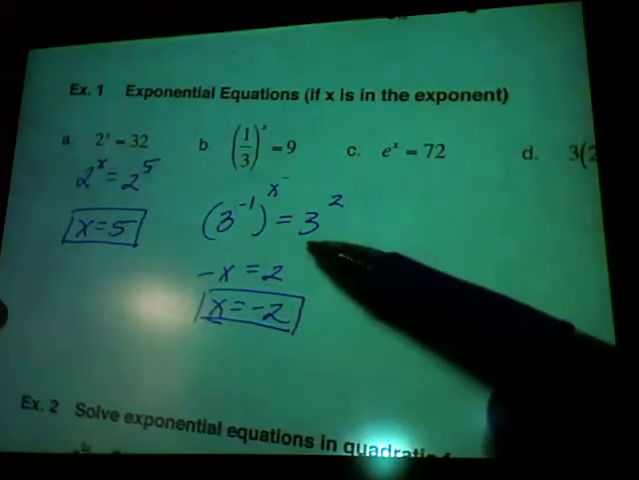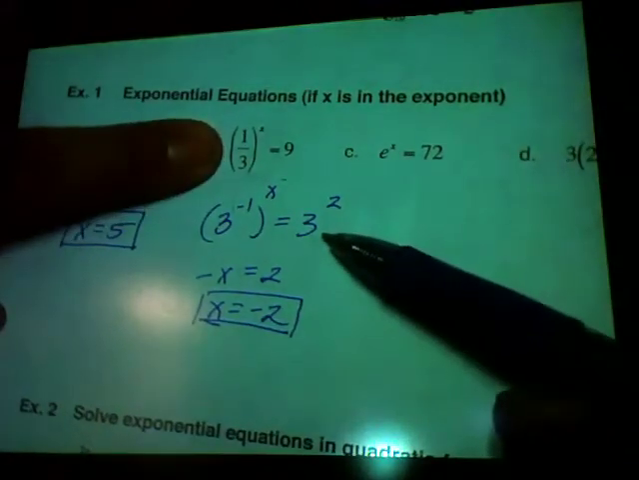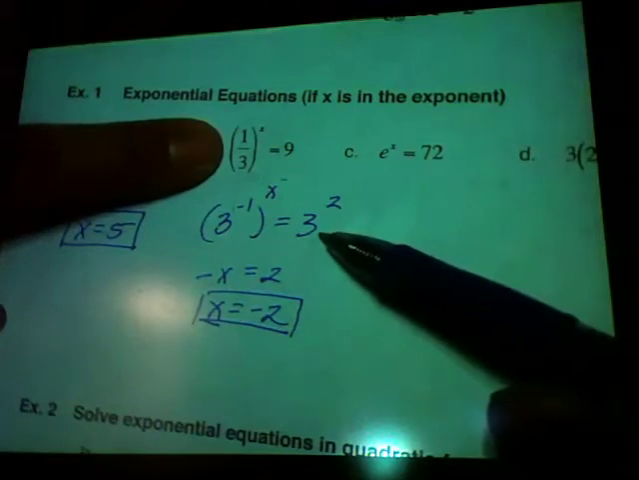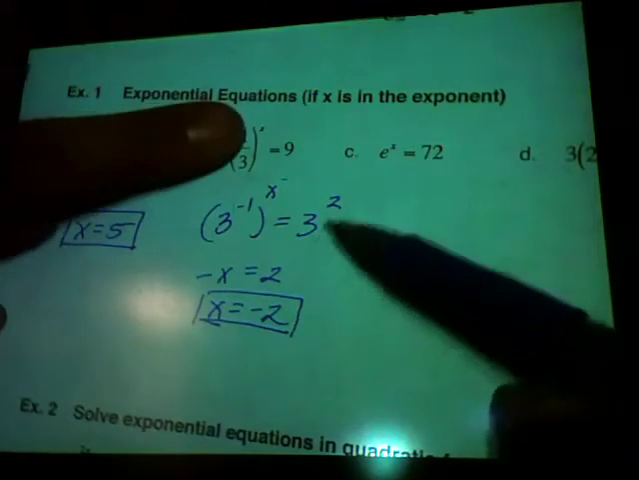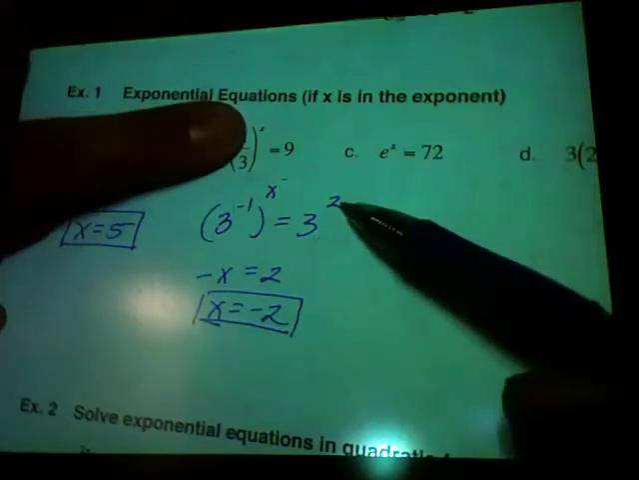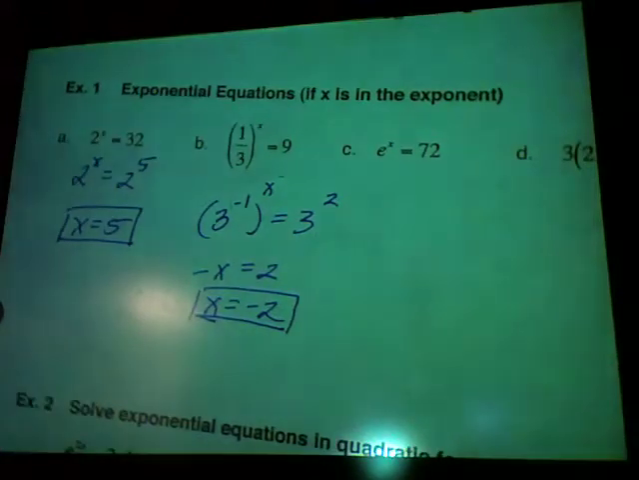Otherwise, if you left it this way, you would have converted this to 1/3 to the negative 2, wouldn't you? 1/3 to the negative 2, isn't that still 9? Yeah, so 1/3 to the negative 2, wouldn't x be negative 2? Still negative 2, so that works as well.